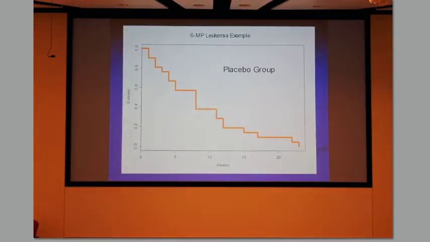Alright, so here is the step function, the Kaplan-Meier estimate of the survival function for the placebo group. It starts at 100%, and it goes down to 0% at about 23 weeks.